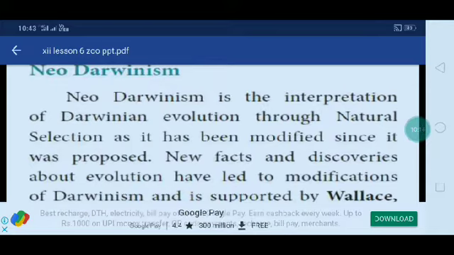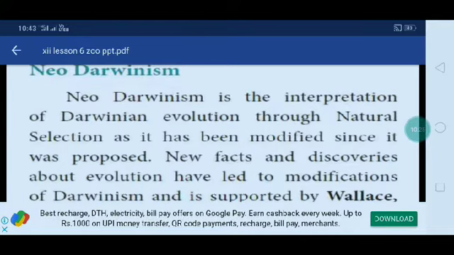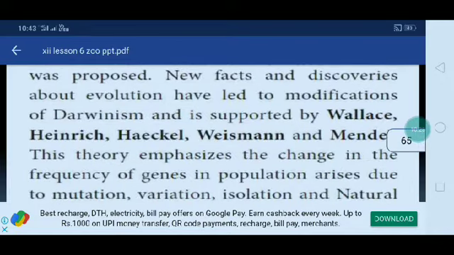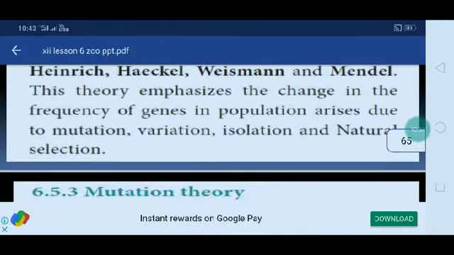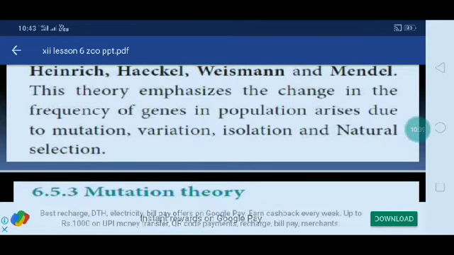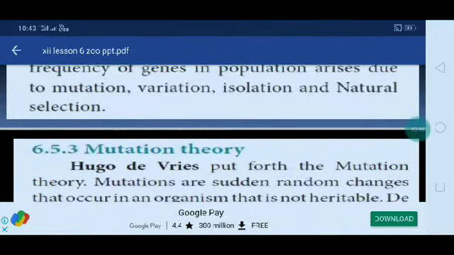The next one is Neo-Darwinism. Neo-Darwinism is the interpretation of Darwinian evolution through natural selection. It has been modified since it was proposed. New facts and discoveries about evolution have led to modification of Darwinism, and it is supported by Wallace, Haeckel, Weismann, and Mendel. This theory emphasizes the change in the frequency of genes in a population arising due to mutation, variation, isolation, and natural selection. Okay, next class we will see the next theory, the mutation theory.